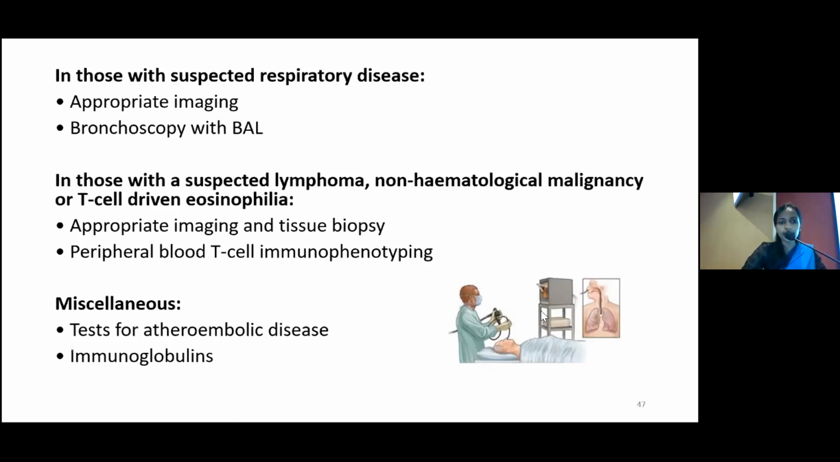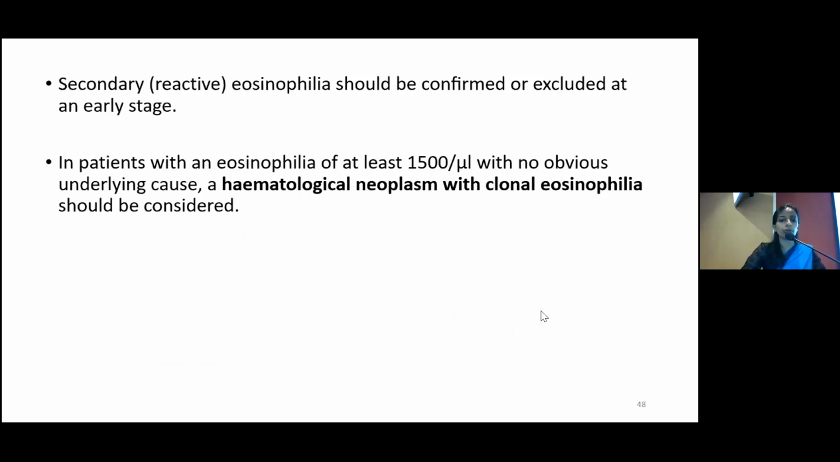And if a malignancy is suspected, appropriate imaging and tissue biopsy, peripheral blood T-cell immunophenotyping, and other miscellaneous causes should be evaluated accordingly. So secondary or reactive eosinophilia should be confirmed, excluded, and treated at an early stage. So if a patient is having an eosinophil count above 1,500 per microliter, without any obvious underlying cause, the next step is to exclude a hematological neoplasm with clonal eosinophilia.